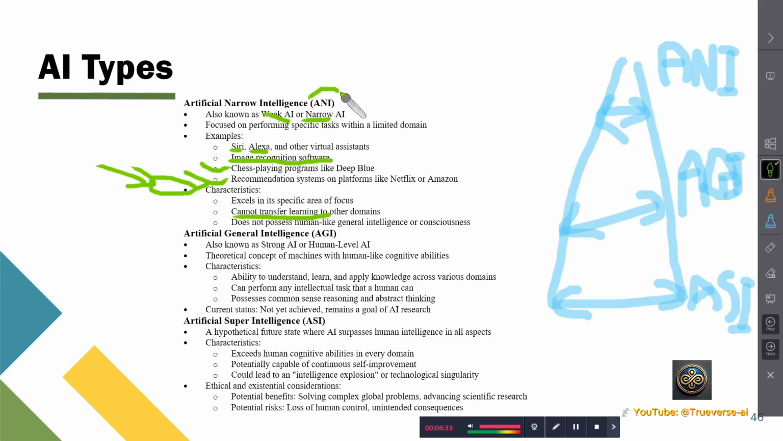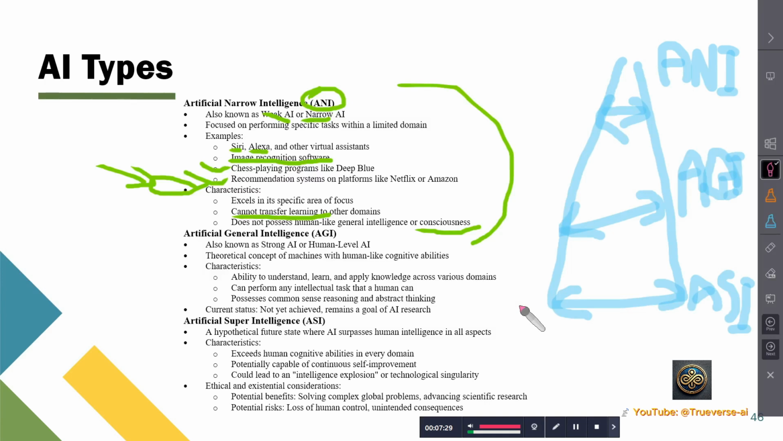Remember, if I ask in the exam which sort of AI cannot exchange between one domain and another, that is ANI. ANI does not possess human-like general intelligence or consciousness. Most AI systems we interact with today are forms of artificial narrow intelligence. They perform incredibly well at the specific task, but lack the ability to think or reason beyond their programming.